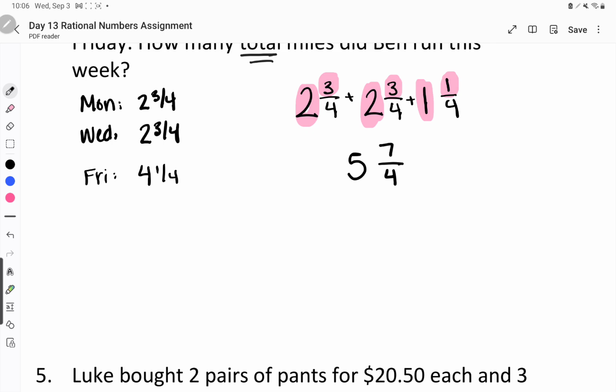Remember, we can't have an improper fraction, so how do I turn that into a mixed number? We divide, so we do 7 divided by 4. 4 goes into 7 one time. 1 times 4 is 4. Subtracting that gives us 3. If I were going to turn this into a decimal, I would add a decimal and a 0, but I want to keep it a fraction.